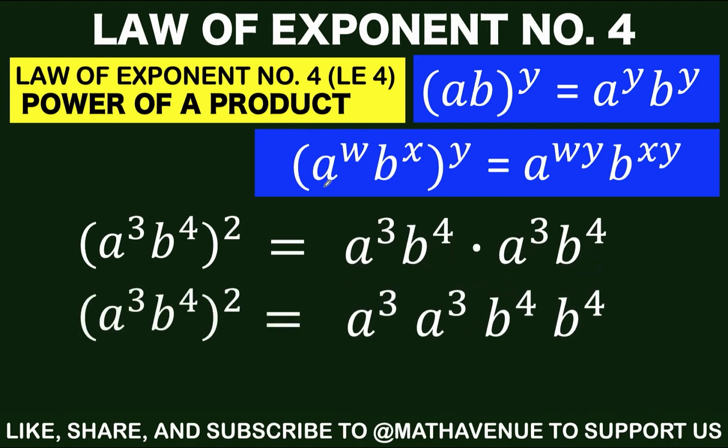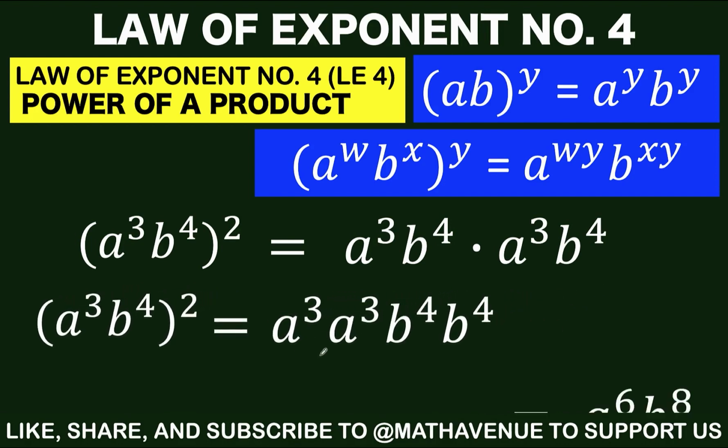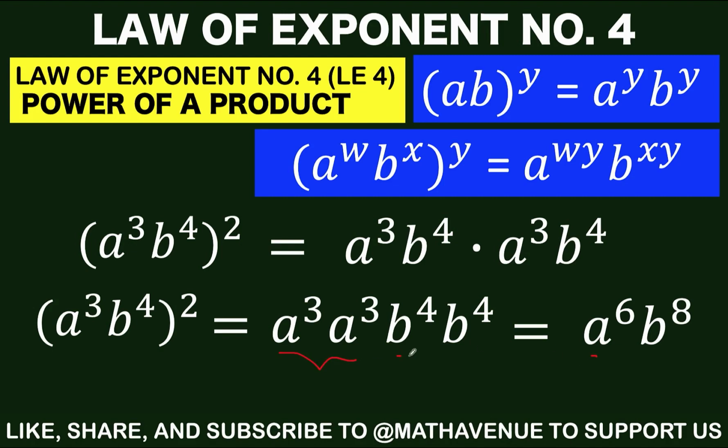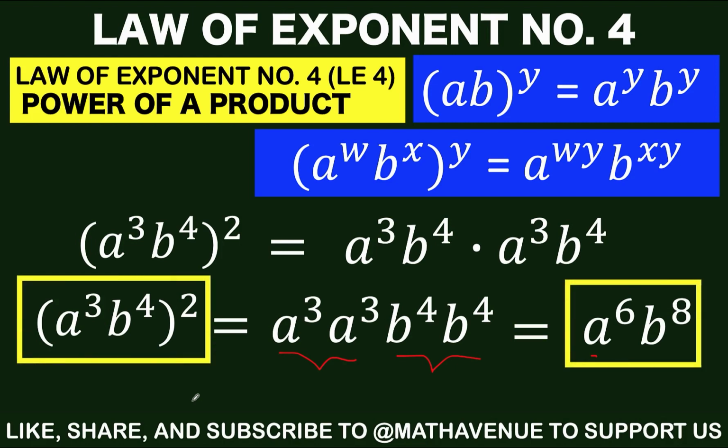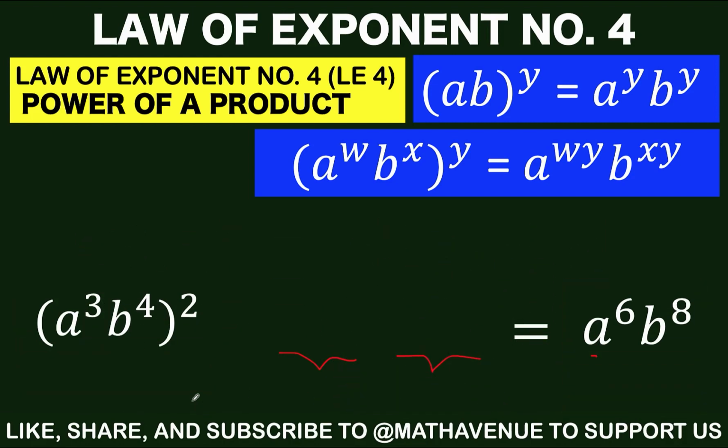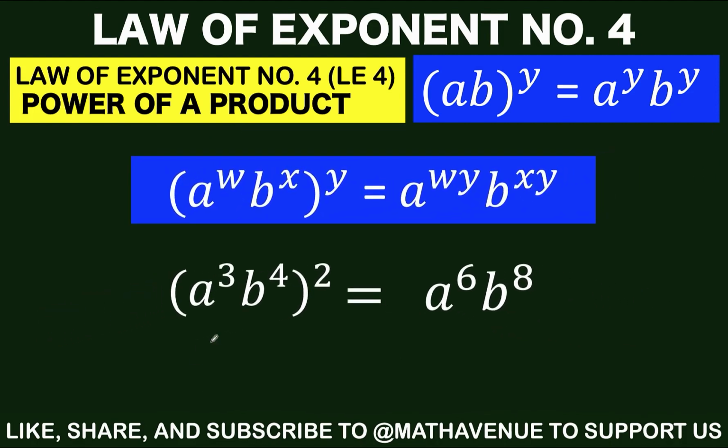variable a and those factors with variable b, and then apply law of exponent number 1: copy the common base, and add their exponents. So this part here becomes a to the 6th. This part here becomes b to the 8th. We are adding the exponents 3 plus 3 to get 6, 4 plus 4 to get 8. Then again, the motivation is, from this given, how can we arrive at the answer without passing through the intermediate steps? And the answer is, you just multiply this 3 by the outside exponent 2 to get 6, multiply 4 and this 2 to get 8. And that is law of exponent number 4.